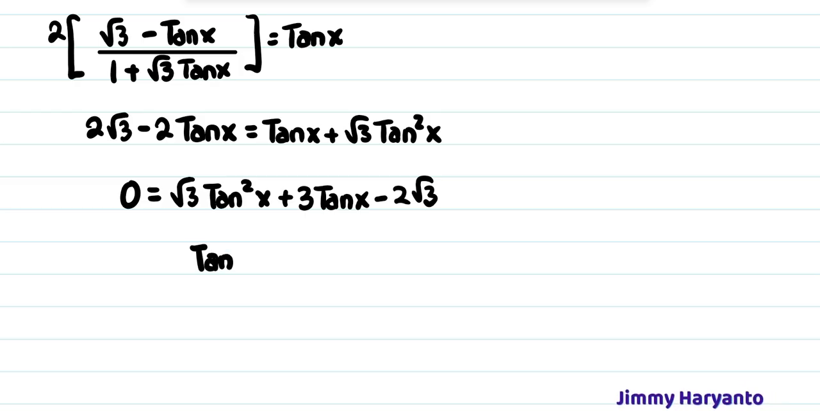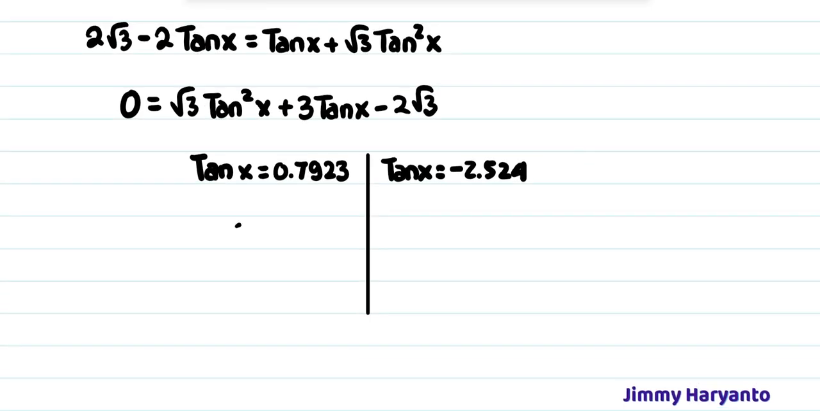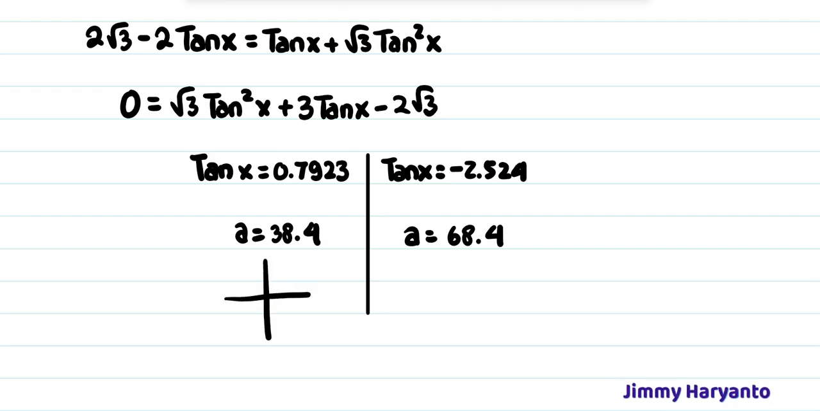I will do it in my calculator, so later I will have the value of tangent x equals to 0.7923 and negative 2.524. Okay, next is to find the basic angle. The basic angle for this one is 38.4 and also 68.4, and then we'll use the quadrant.